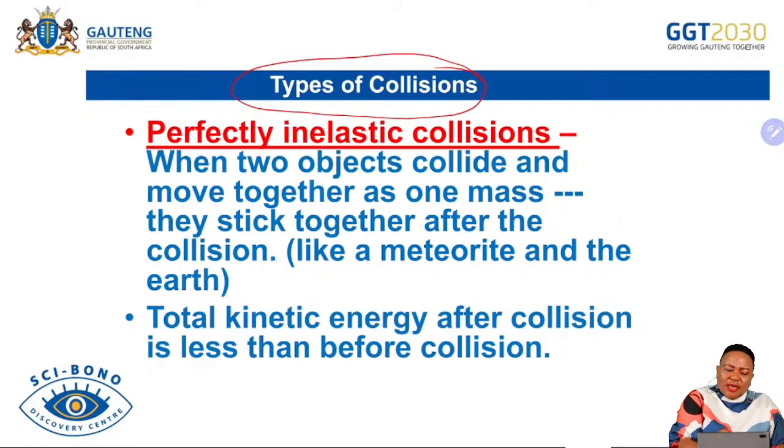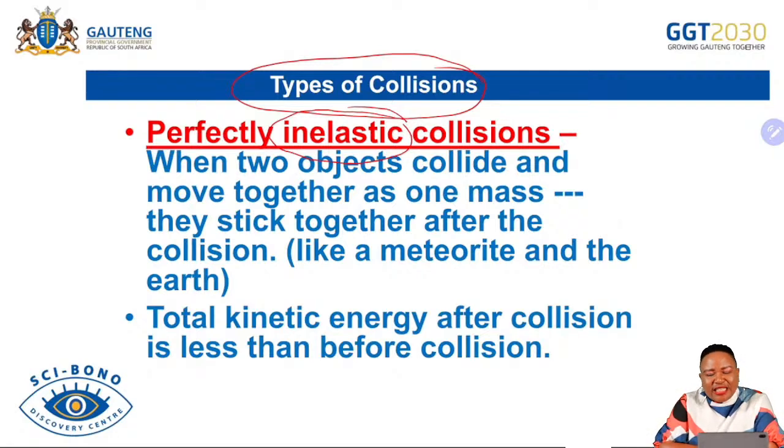I was also saying we will look at types of collision. We have two types of collision. The first one is inelastic collision, and the other one is the opposite of this one, and we normally say perfectly inelastic or perfectly elastic collision. When two objects collide and move together as one mass, they stick together after the collision, like a meteorite and the Earth. The total kinetic energy after collision is less than before. So some of the energy was lost in the system and the collision is not elastic.